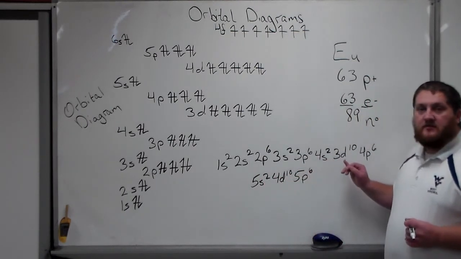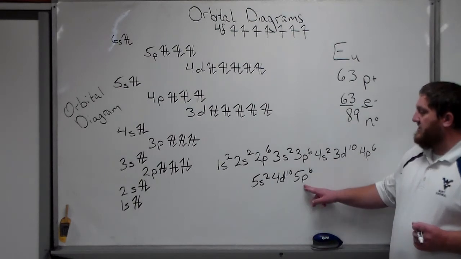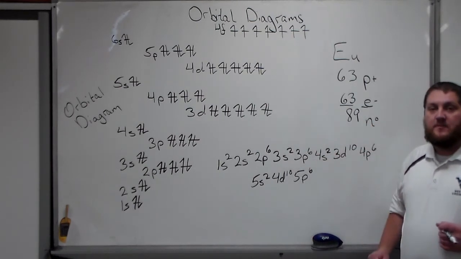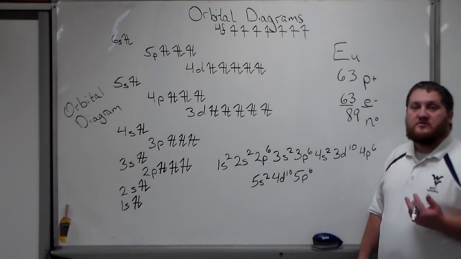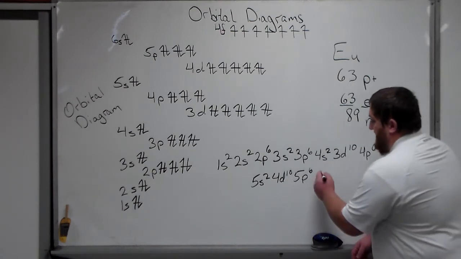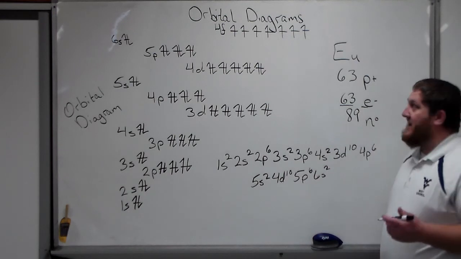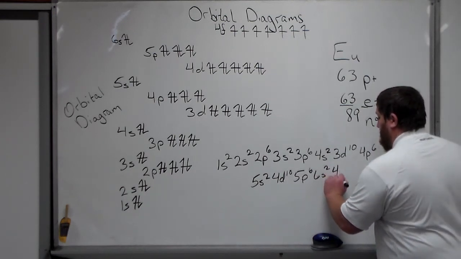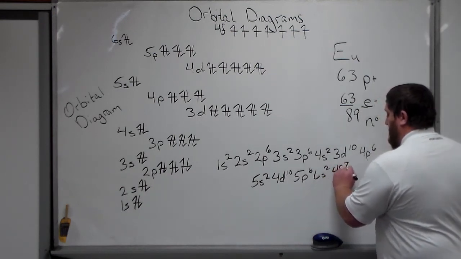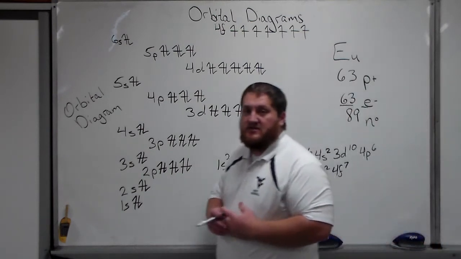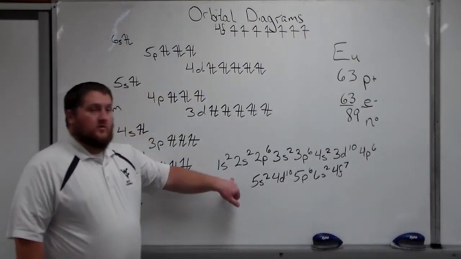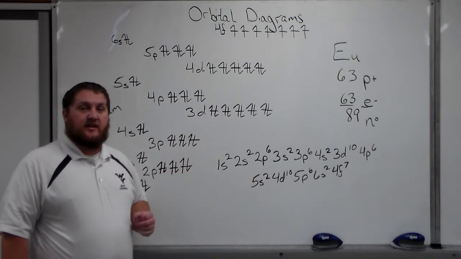Okay, so I fill in more of the notation. I've gotten up to 5p. I still have 2 orbitals left to place. I have the 6s, which has 2 electrons. And lastly, I have the 4f orbital, and it has 7 electrons. So our orbital notation is given here.